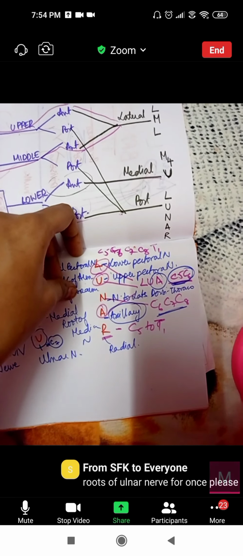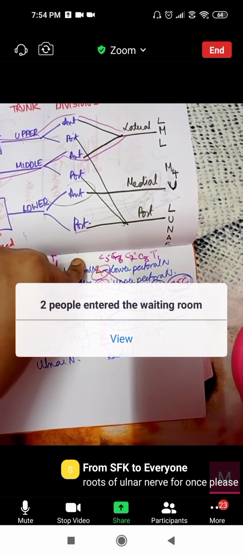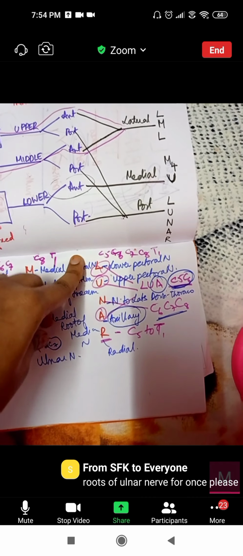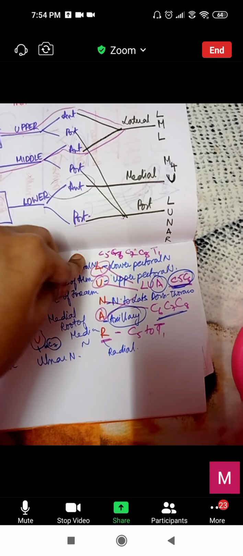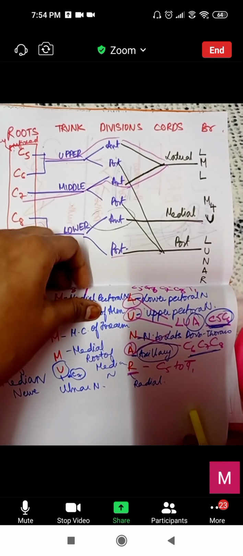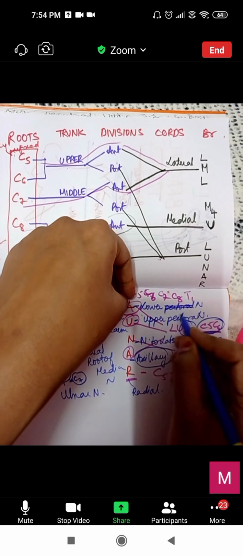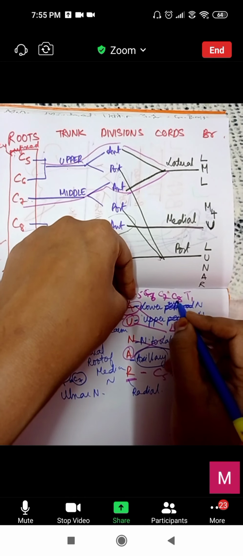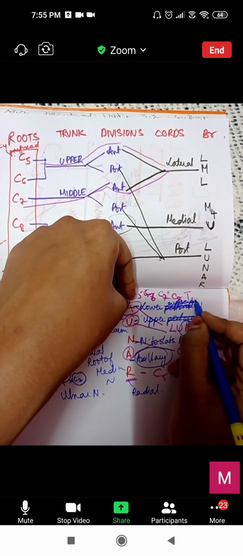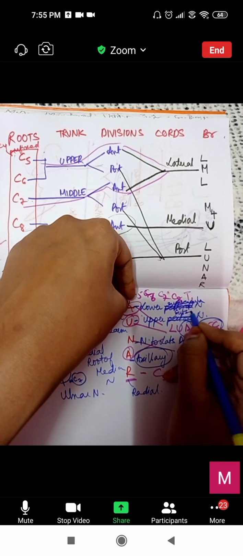Samira, I have a doubt there. Please, can you convey it to me? Lower subscapular. Oh my God, I'm sorry. Subscapular.